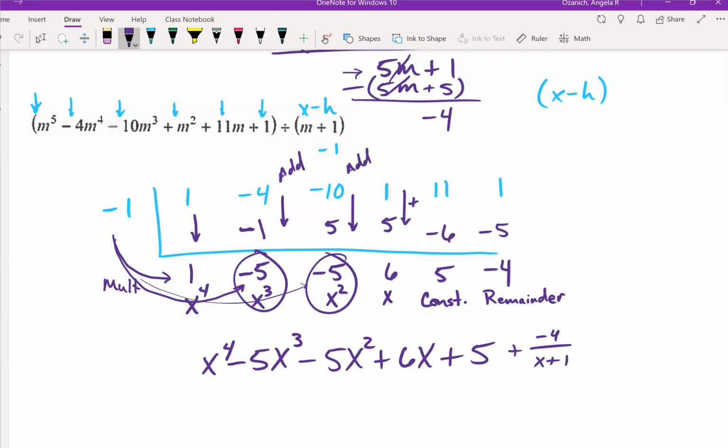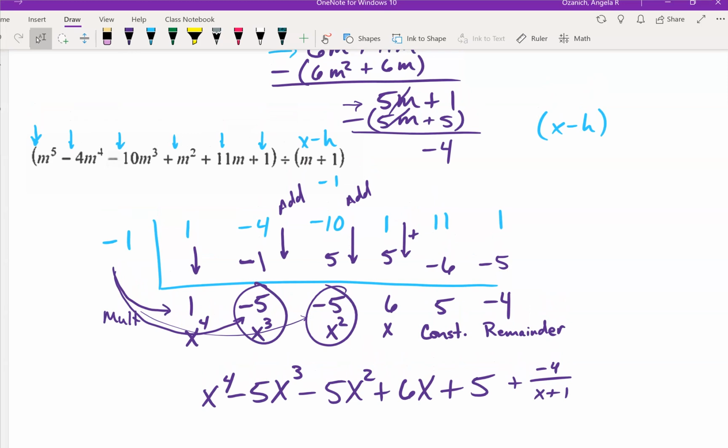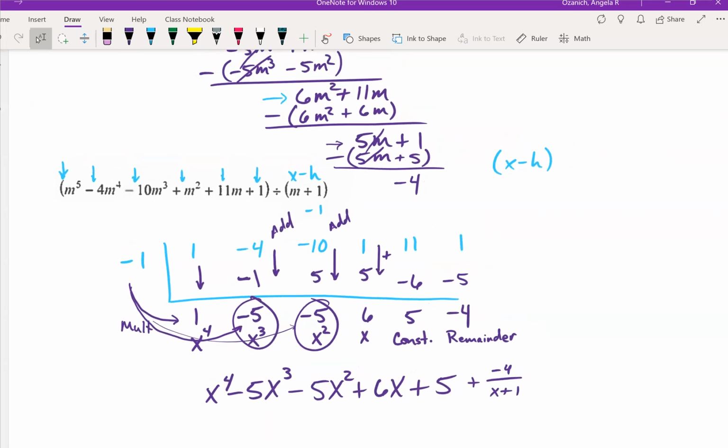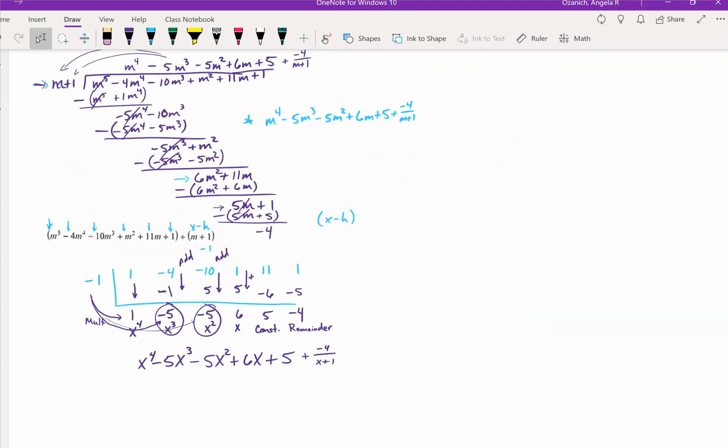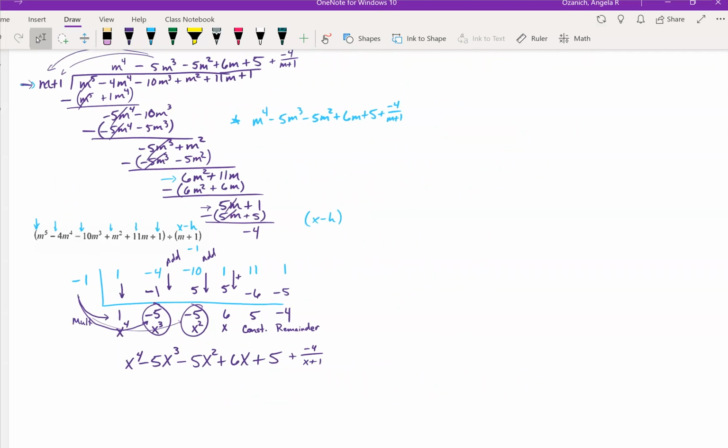Now, I don't know if I can get them both. Maybe if I squeeze this down a little bit. Oh, this is going to work. There you go, guys. Look at that.